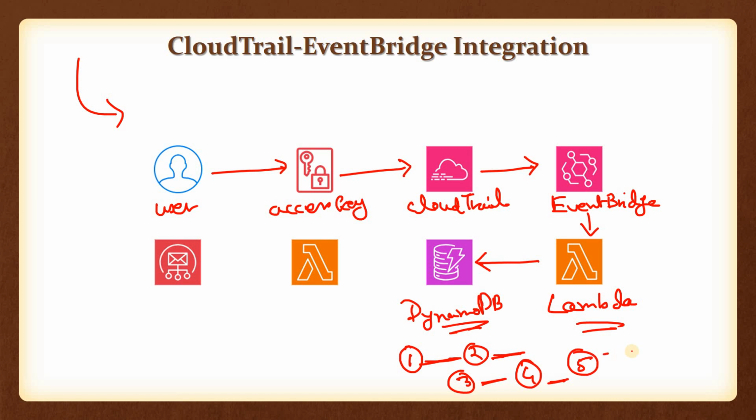And point number 5 is very important: the TTL. So what is TTL here? TTL here will be nothing but the AWS access key creation date plus 90 days. That timestamp will be put in TTL. So based on the TTL feature, once that 90th day arrives, once that epoch timestamp arrives, DynamoDB will automatically delete that particular item from this table.